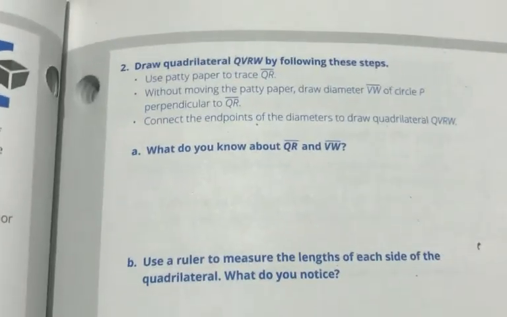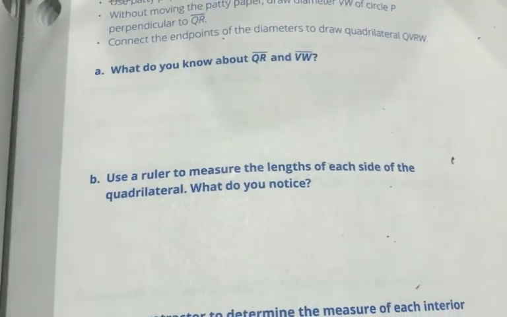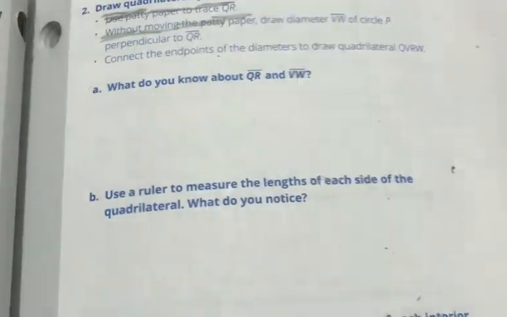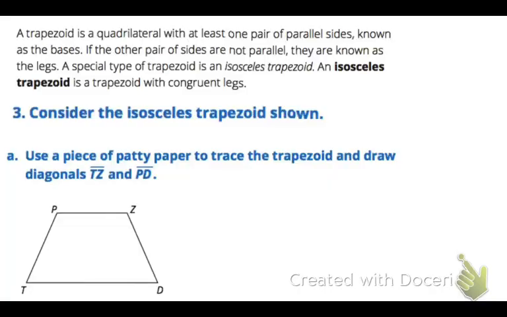I'm going to go ahead and use this circle and do the construction that was shown to you here. Okay, you're not going to be using the patty paper, so just ignore the part that tells you. So just this part. But you will be drawing the diameter VW with the circle.